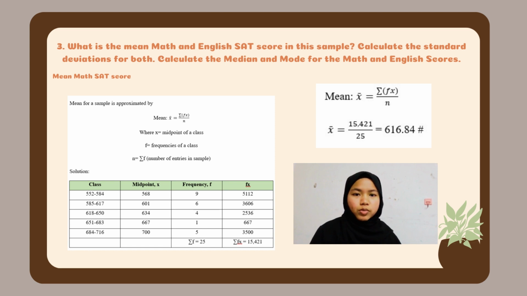I'm going to describe briefly my part, which is number 3 and number 4. So basically, as for the mean math SAT score, I got 616.84.